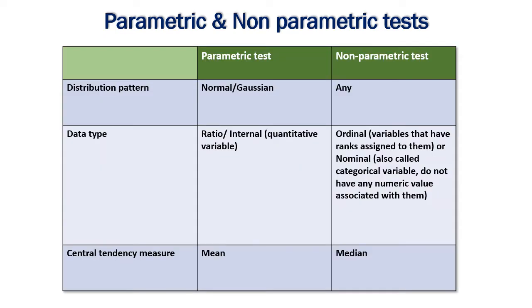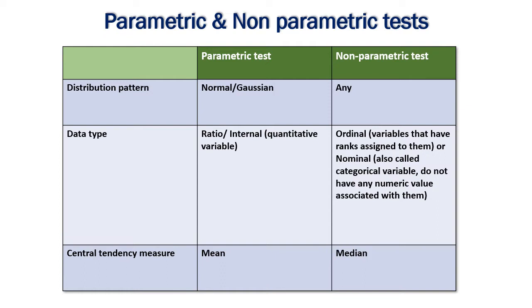So the starting point of difference is in the distribution pattern. While a parametric test relies on a normal or Gaussian distribution pattern, a non-parametric test is not really concerned about the distribution pattern, so it could be any.